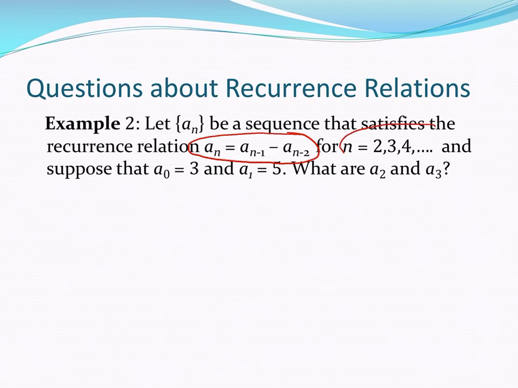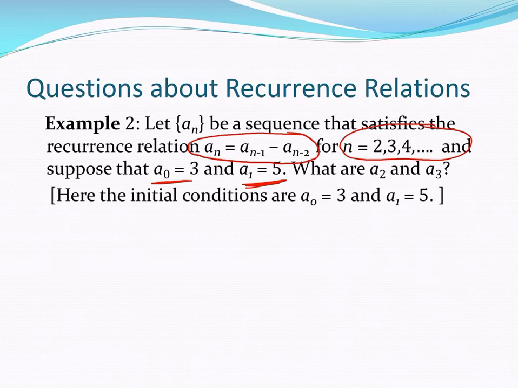valid when n is 2 or greater, because the recurrence relation can't be applied to a sub 0, since there isn't an a sub negative 1 term. It can't be applied to a sub 1 either, because there's not an a sub negative 1. So we have to declare those values to be 3 and 5, and those will be our initial conditions. We want to know what are a sub 2 and a sub 3.